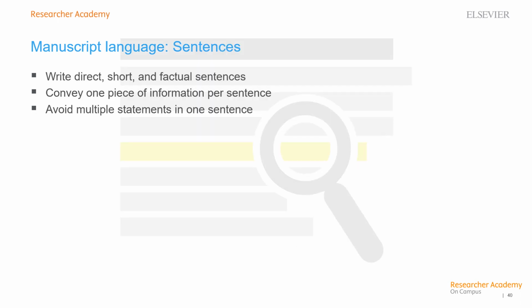To write a successful manuscript, first be aware of the sentence structure you use. Sentences should be constructed in short, factual bursts. Long and complicated sentences tend to confuse readers. Only one idea should be conveyed in each sentence, and multiple statements should be avoided in a single sentence.